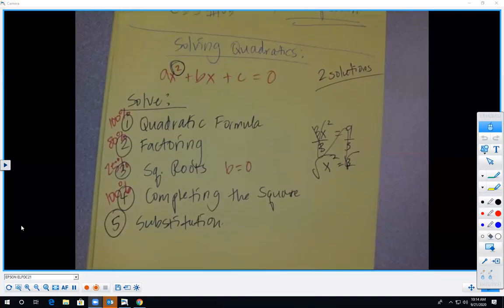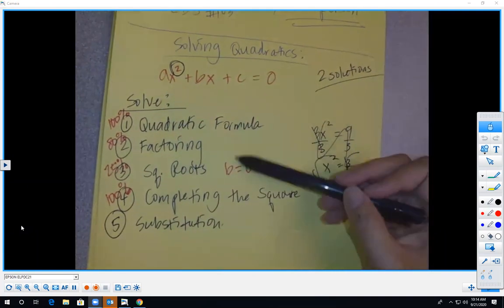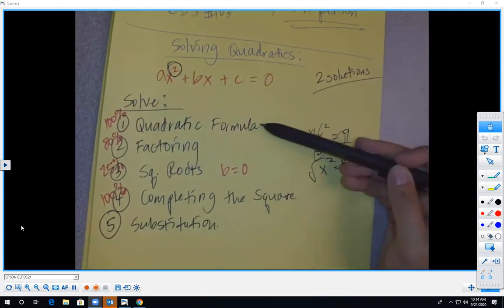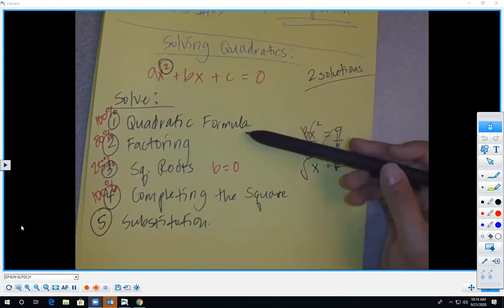Okay, so for solving quadratics, it's a formula that has x squared in it. It has 2 solutions, and we have 5 ways of solving. Quadratic formula works every time no matter what, but it's not fun and it's not efficient. So we have other methods also.